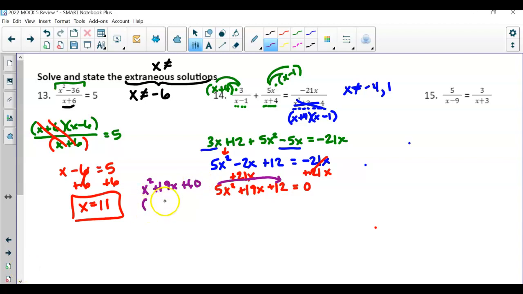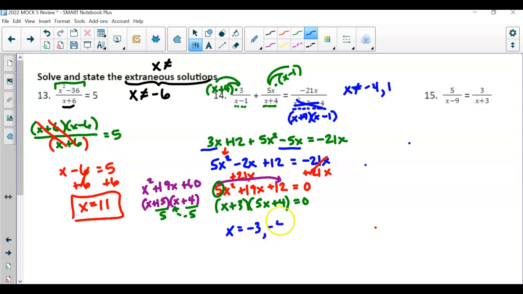And now what two numbers multiply to get 60 and add to get 19? 15 and 4. But is this our two final factors? No, because remember with bottoms up, whatever you multiply by, now make sure to divide. So this in factored form is x plus 3 times bottoms up 5x plus 4, which is equal to 0. Now we're solving for x. So this means x here is equal to negative 3 and negative 4 over 5.